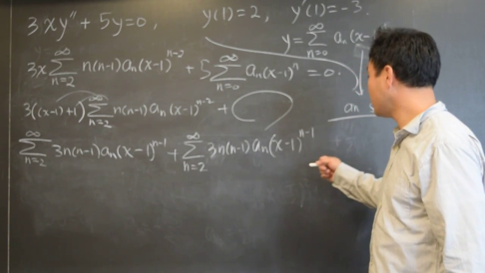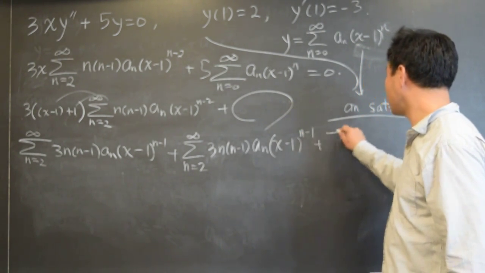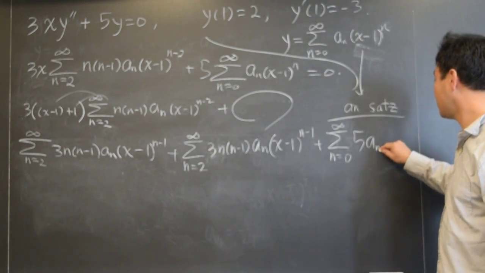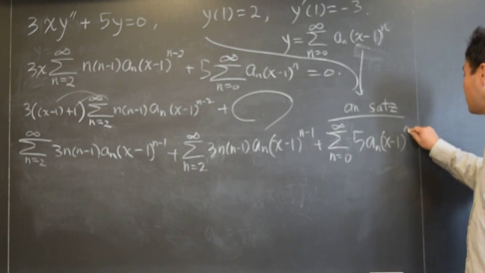All right. So here, and then we have the final one, sigma n equals 0 to infinity of 5 a_n (x minus 1) to the nth power.